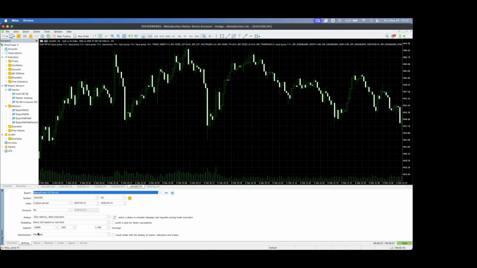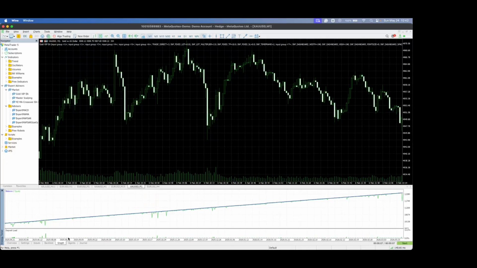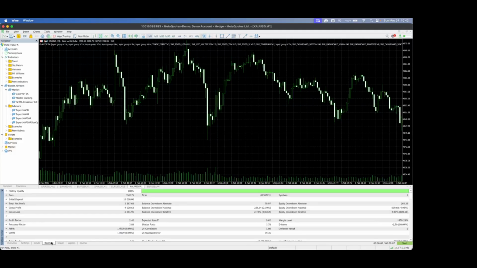The equity curve looks genuinely solid. This is how it looks. Very steady upward movement with only small shallow pullbacks throughout the year. It closed with about 2,367 US dollar profit, giving a profit factor of 2.42.